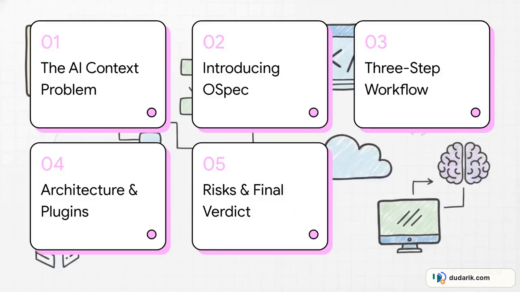Our roadmap today is pretty straightforward. We'll start with the AI context problem. Then we'll be introducing OSpec, walking through its three-step workflow, peeking at the architecture and plugins, and finally wrapping up with some risks and our final verdict.